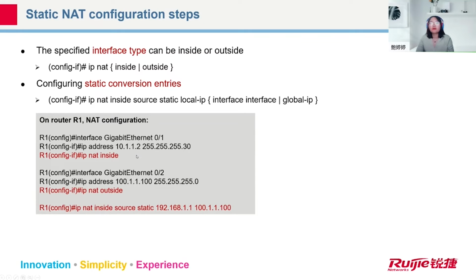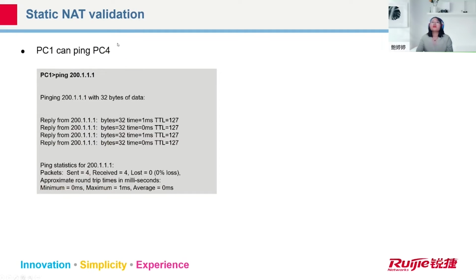So if I receive a message from GigabitEthernet 0/1 and the source IP address is 192.168.1.1, wait, this IP address is wrong. Sorry, this is the IP address of the router. If I receive a message whose source IP address is 192.168.1.101, I will translate it into this IP address. Okay, so this is static. And you can also use ping to test the connection.